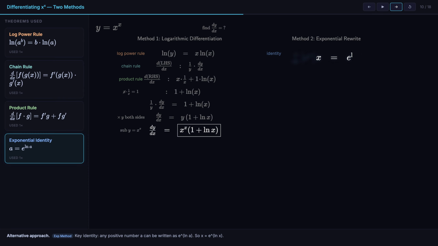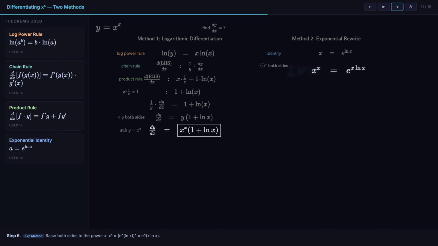Now method 2. Completely different approach. We use the identity a equals e to the log a. So x equals e to the log x. Raise both sides to the power x. X to the x equals e to the quantity x log x.